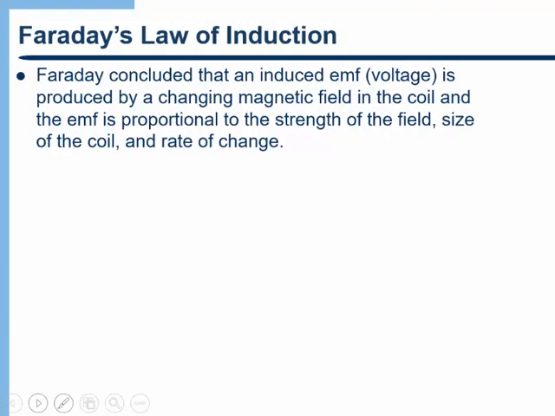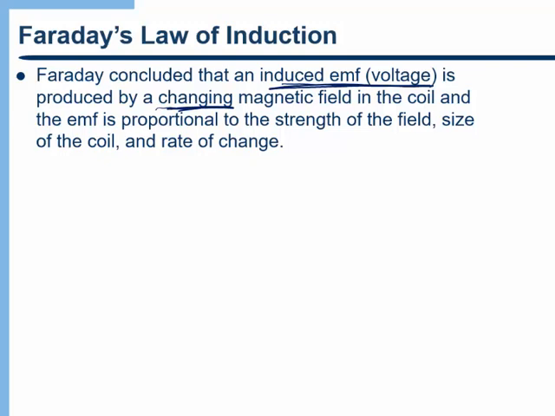Okay, so what did Faraday conclude from these types of experiments? Basically, what he concluded is that you get an induced current, and therefore, remember, it's voltages that create currents. So you get a voltage as long as you have a changing magnetic field through a coil, okay? And the voltage or EMF that's produced is proportional to the strength of the field, the size of the coil, and the rate of change. So if you move that magnet in and out faster, you get a greater voltage. If you have a stronger magnet, you get a greater voltage, etc.